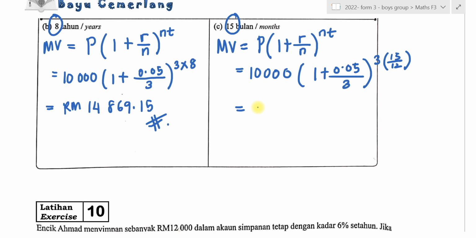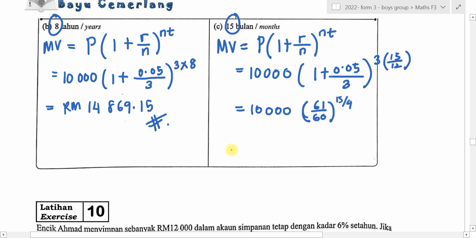Or you want to simplify, also can, like this. 10,000, like 1 plus 1 plus 0.05 divide 3, how much? 61 over 60. And then this one, 3 times 15 divide 12 is 15 over 4. Still you get a fractional power.